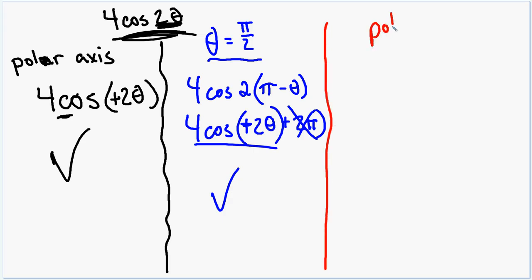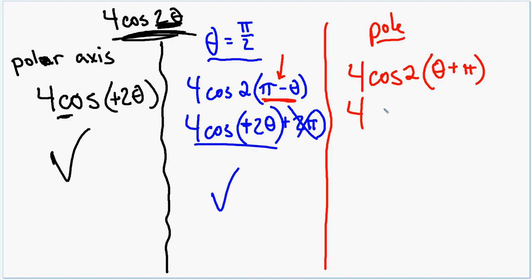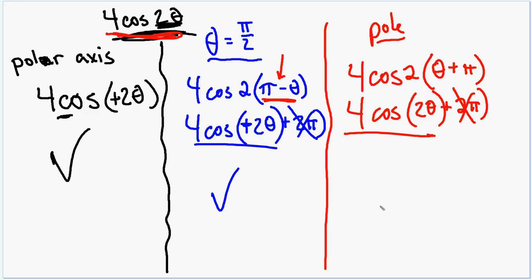And then finally, we'll do pole symmetry around the origin. We're going to replace theta with this, but we're going to change that to a plus. So that's going to be cos of 2 times, I'm going to write it as theta plus pi. Distribute the 2: cos of 2 theta plus 2 pi. The 2 pi, again, is just another trip around the circle. And we are back to our original function. So here we have all 3 symmetries.